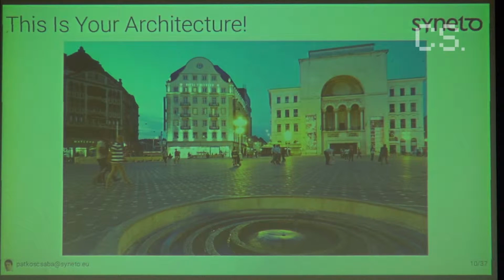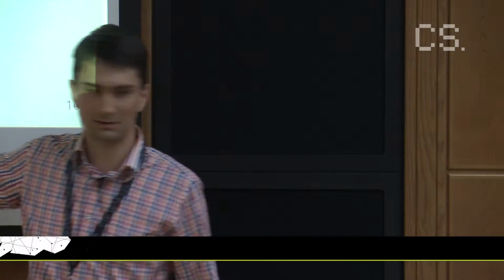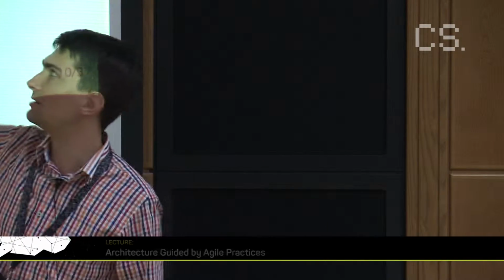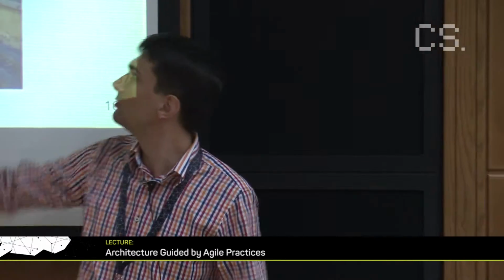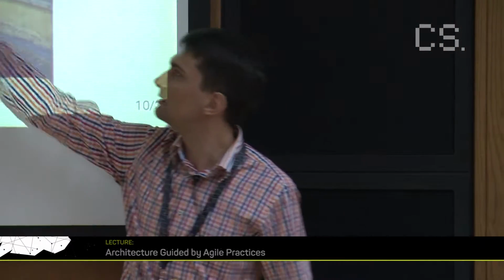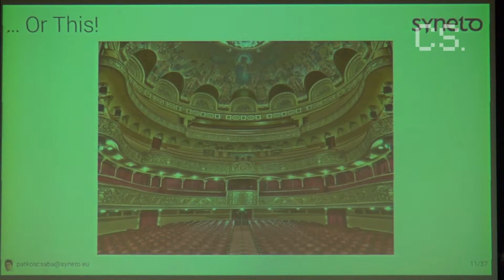This is the architecture. The buildings, the pavement, the fountain. This is what tells us what is happening in that square. You have an opera house, you have a hotel. You have people in a square. That is what tells you what the architecture is. Or this. If I show you this picture, you will know it is a theater or an opera house.